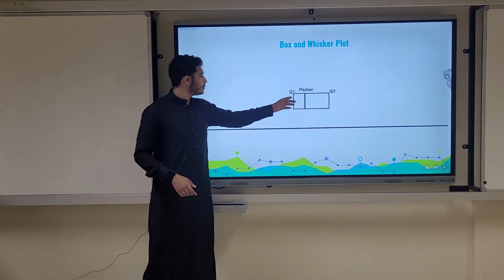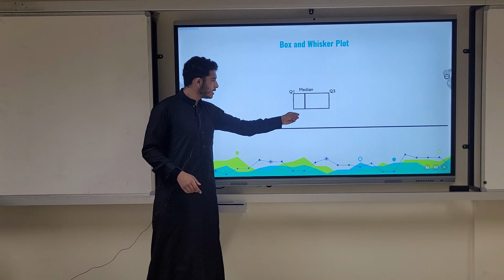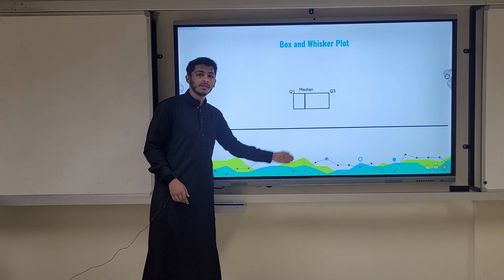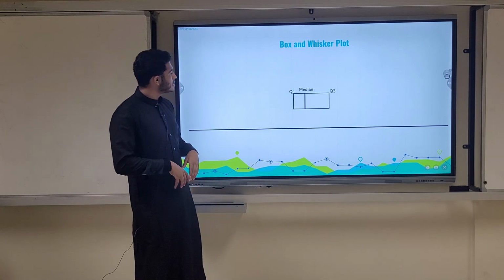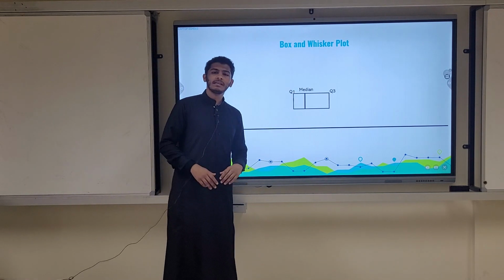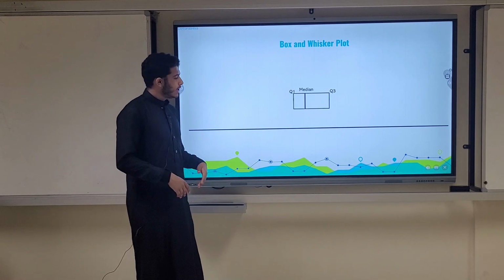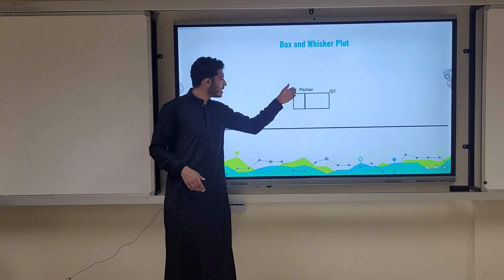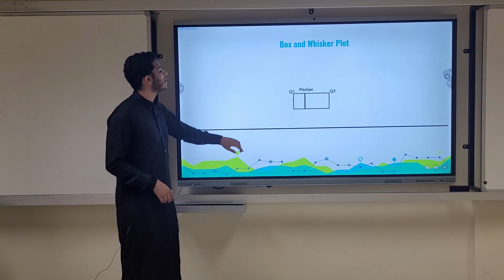We can add the median, which is this line here. The value at which this line lies is your median, the value that is in the middle of your data. It might be strange that it's not in the middle, but some data is skewed, as we have seen in the histogram example. So this might be skewed data. That's why the median is going a little bit towards the left.